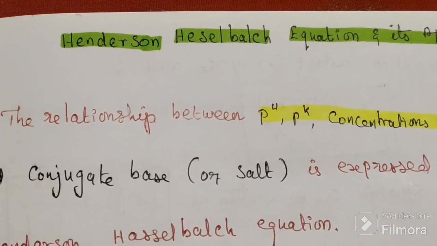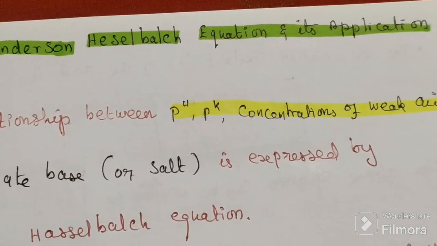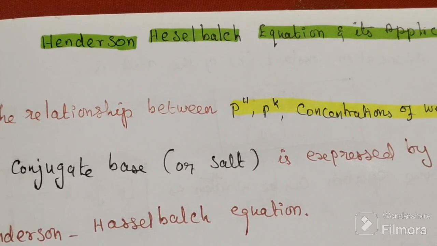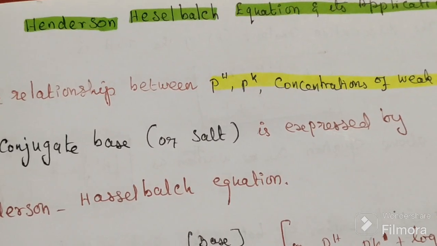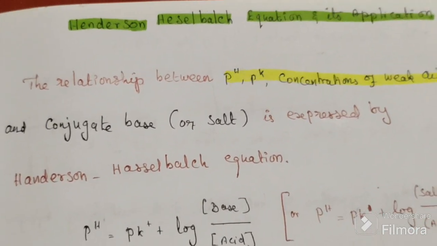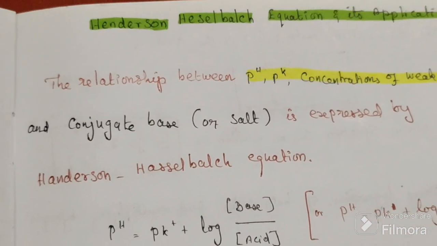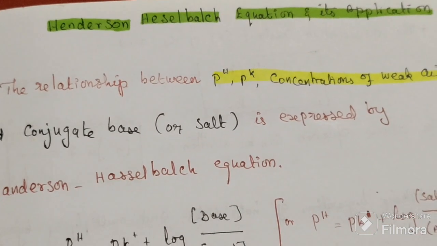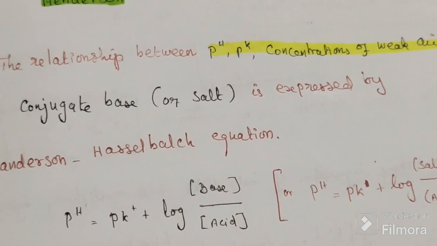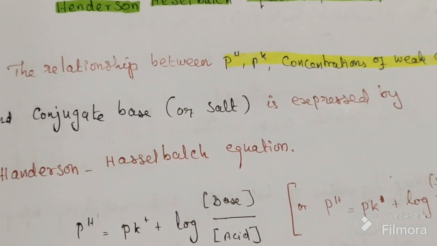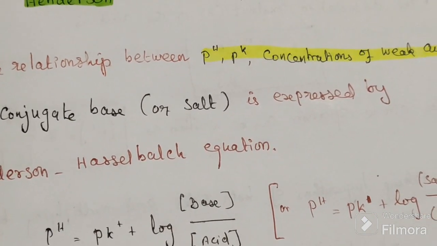In this video, we'll discuss the Henderson-Hasselbalch equation and its application. The relationship between pH, pK, and concentration of weak acid and conjugate base is expressed by the Henderson-Hasselbalch equation. pH we know, pK value, product by reactant.